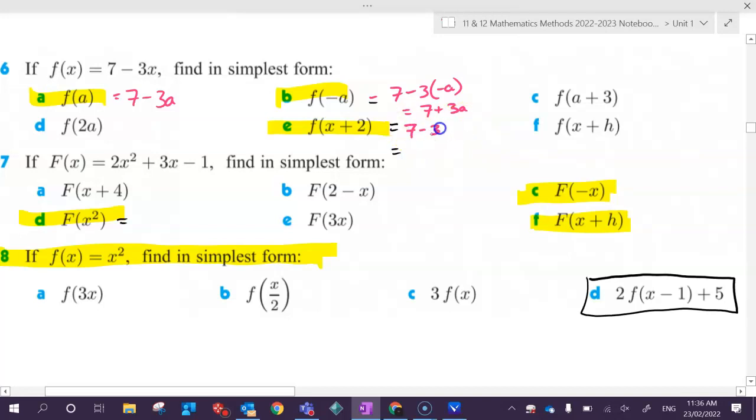7 minus 3 times X plus 2. Helps if I read the question. 7 minus 6 will be 1. Take 3X.